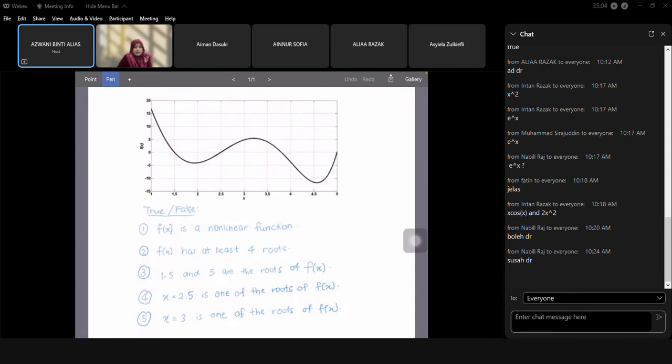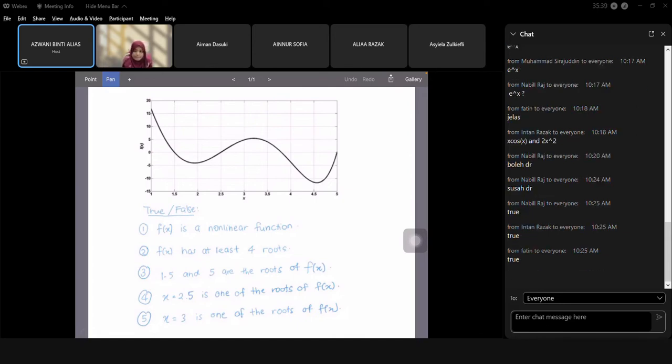Alright. There are 5 statements. We just want to know whether each statement is true or false. Given a graph here, do you see this graph? It cannot be a cost graph either, because it is not systematic, with its maximum and minimum. So the first statement: f(x) is a non-linear function. True or false? True, okay.